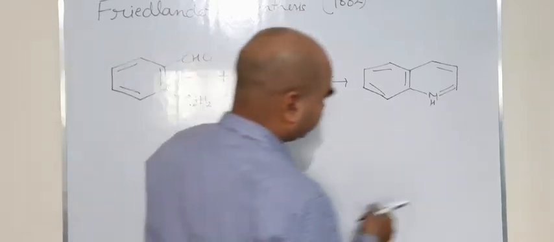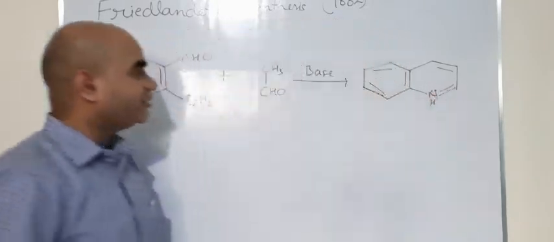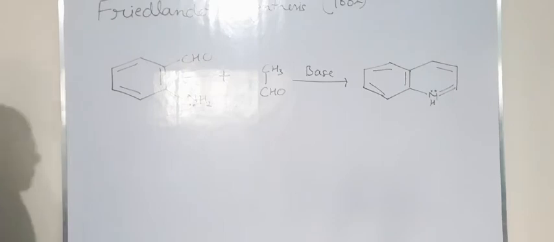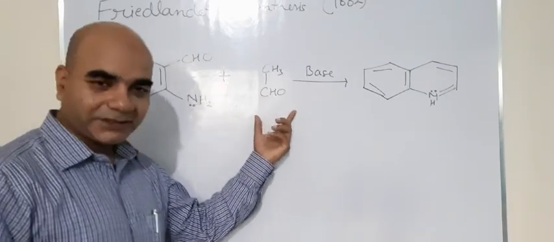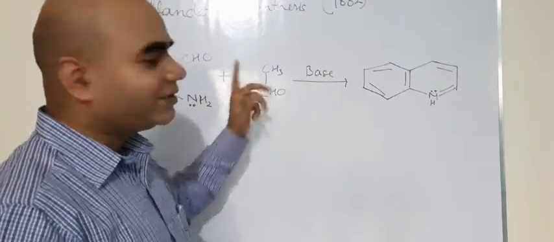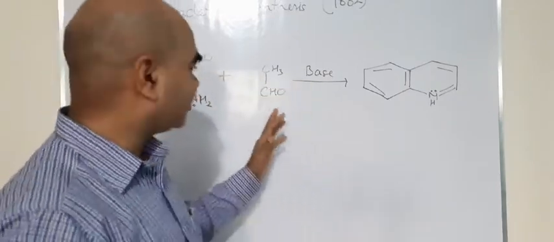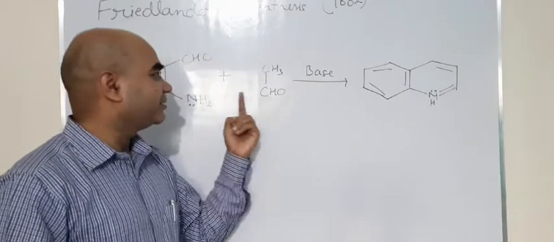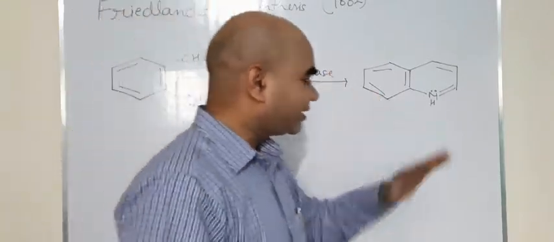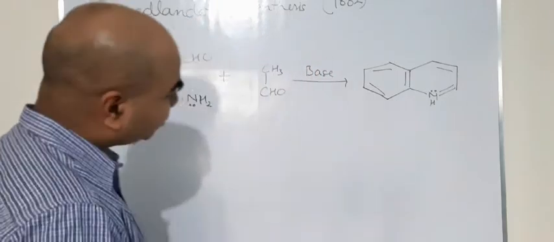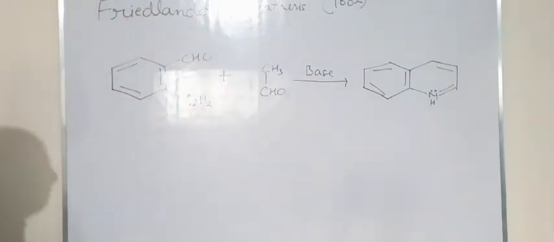this is the quinoline molecule. So one reactant is aminobenzaldehyde, one is a carbonyl with alpha proton, or here we take acetaldehyde. The reaction with a strong base leads to the formation of quinoline. Now we will see how the reaction is going on.